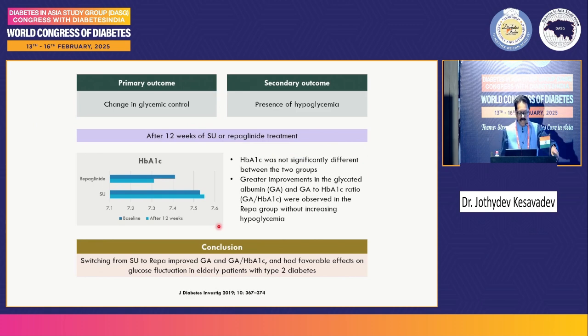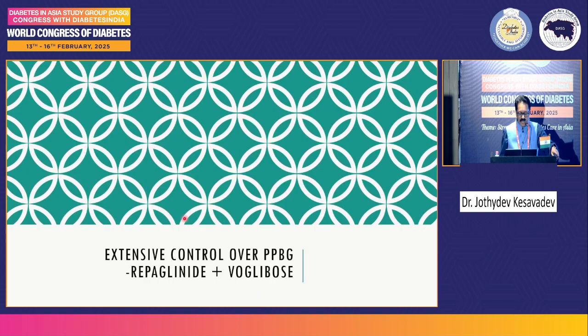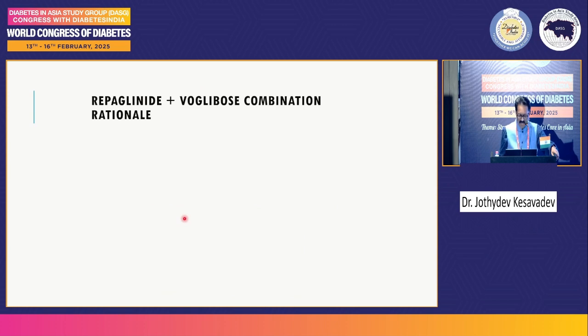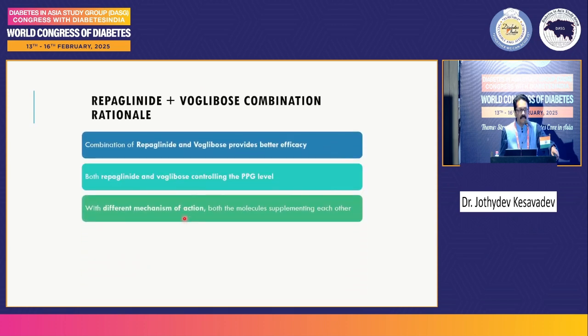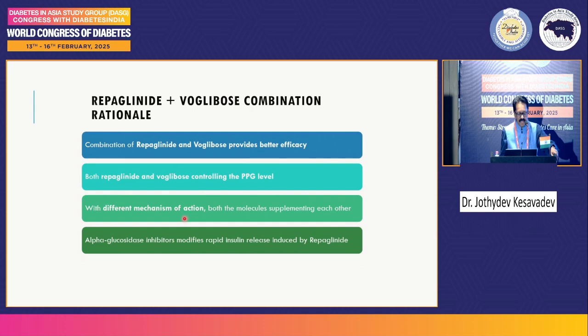The glycated hemoglobin levels, and this is the glycated albumin levels and the glycated albumin to HbA1c ratio. It is better, and also there is improvement in the glucose variability when compared to sulfonylurea. So one more, and this is about combination, and then I will be stopping. Repaglinide in combination with voglibose. It is available, and it is cost effective as well, but less probably used, and this is complementary.